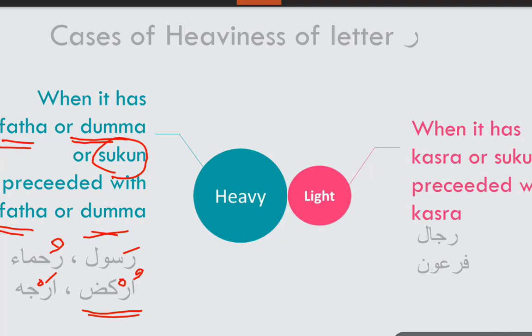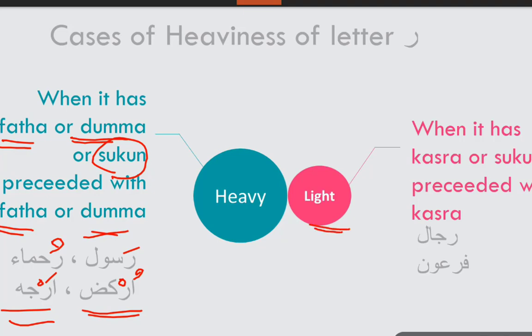Next one is arjih, ra heavy, arjih, like this. So these are the cases when we have a heavy ra, and the next are the cases when we have a light ra.